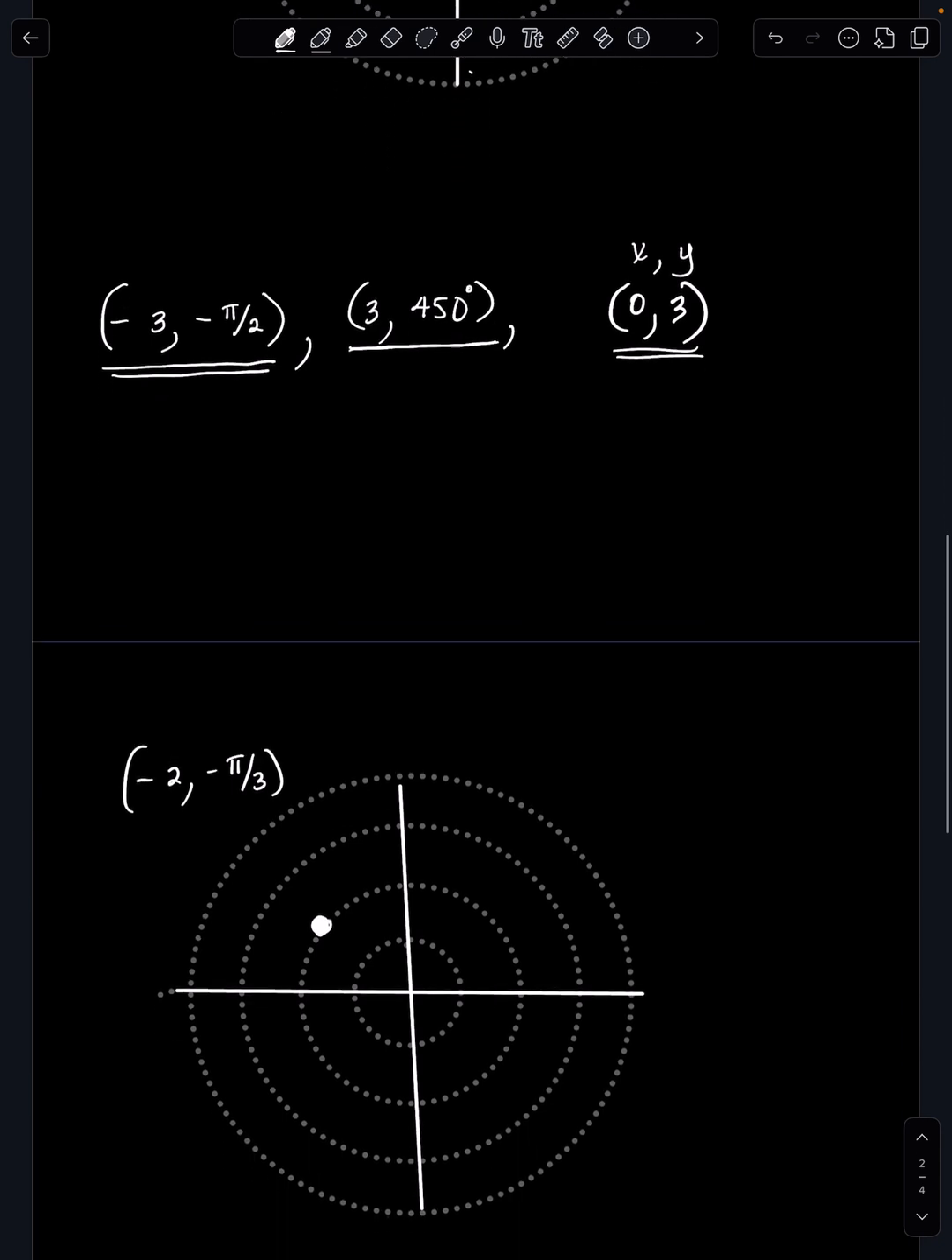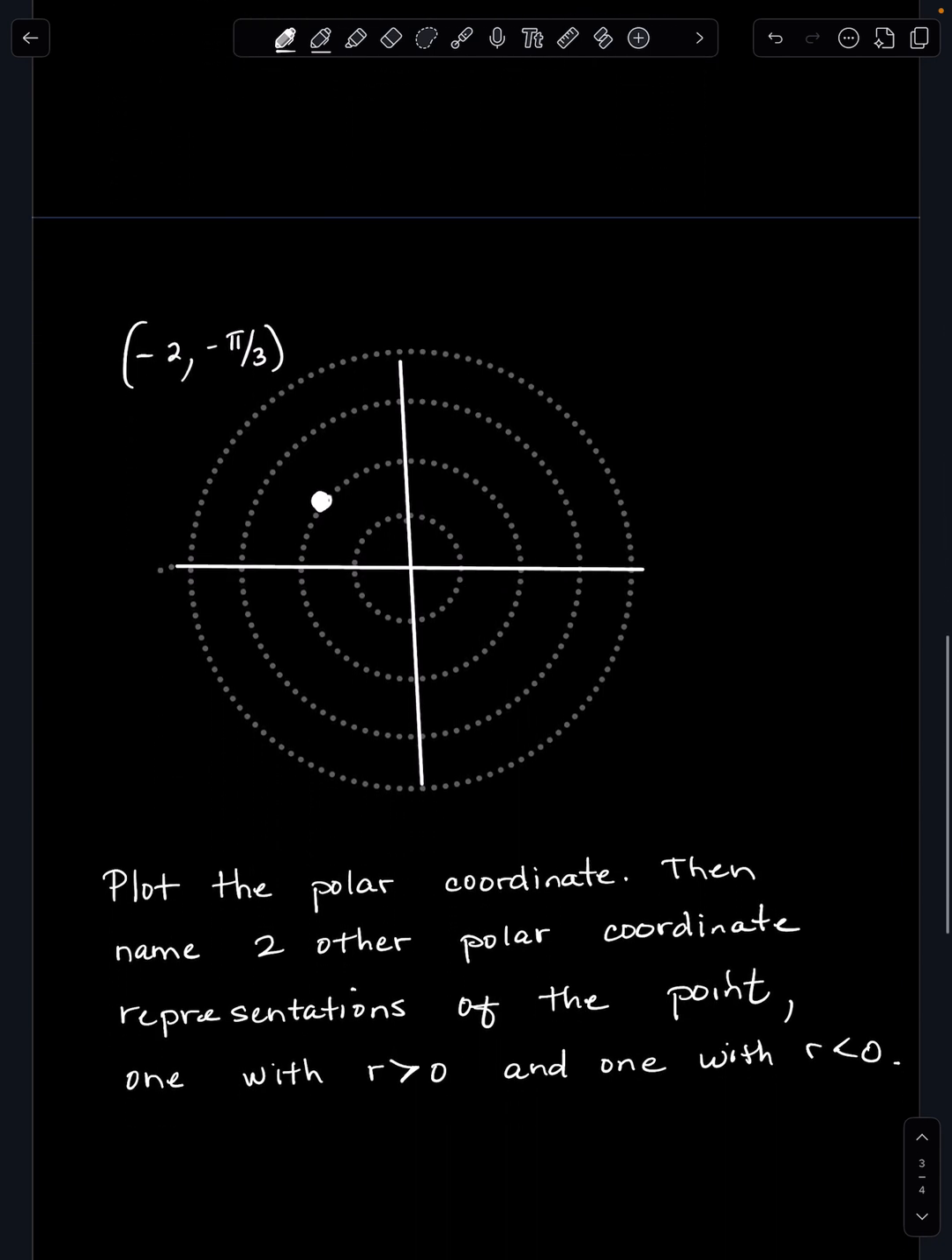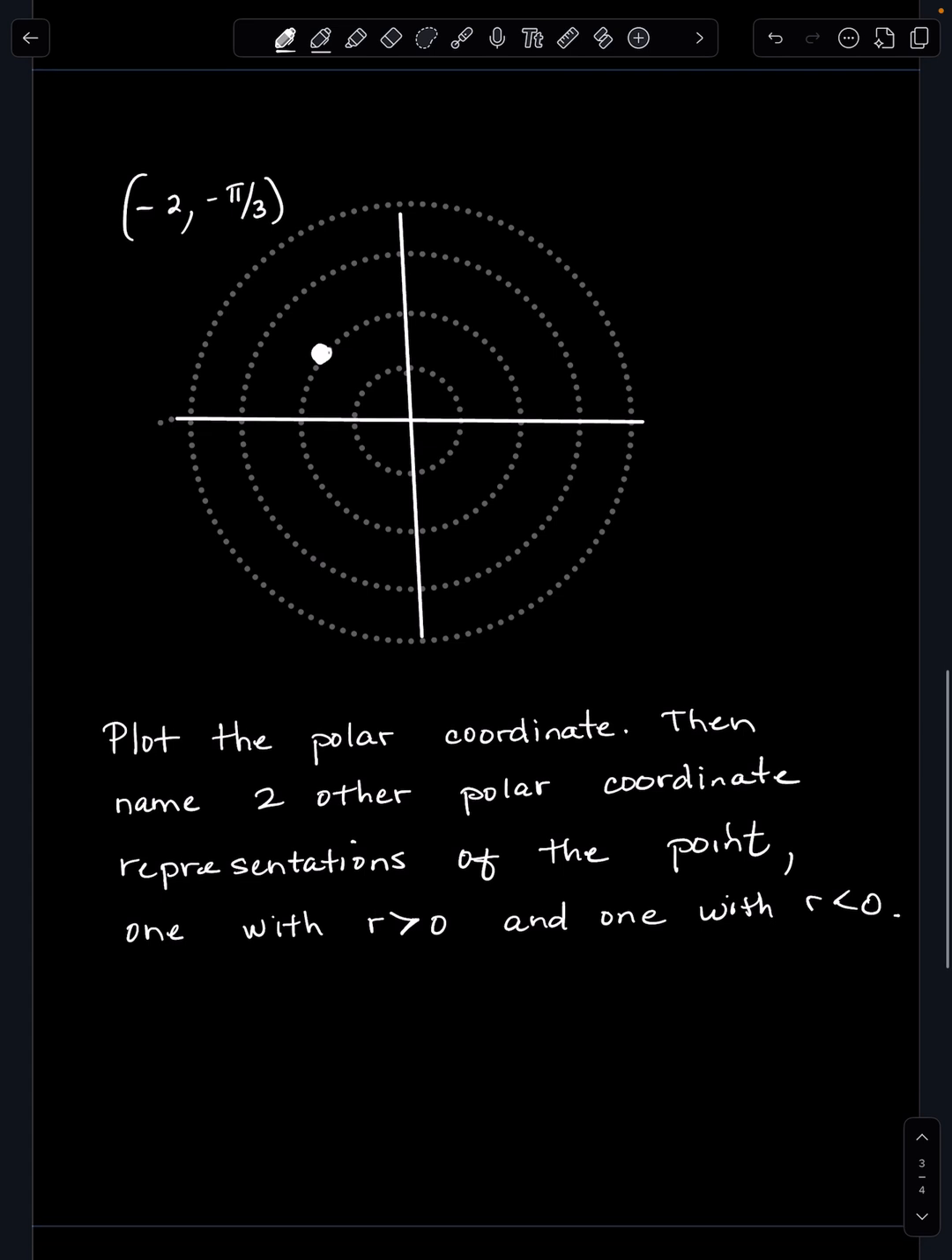All right, let's do an exercise from the homework. So here's the example they gave us. They gave us (-2, negative pi over 3), and they want us to plot the polar coordinate and then name two other polar coordinates that represent the same point, one with a positive r value and one with a negative r value. In other words, I've been given a negative r value, so they want me to find a coordinate with the same r value, and then they want me to find a coordinate with the opposite r value.